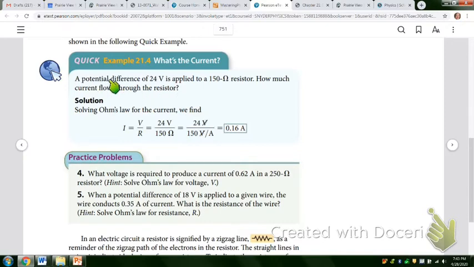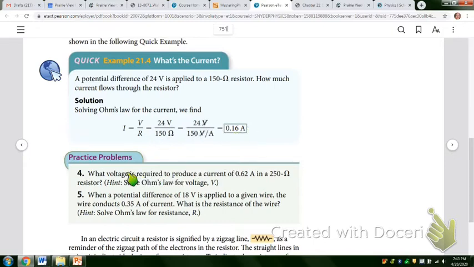Well, it's important you understand what potential difference is. Potential difference is the definition of voltage. So when you see potential difference, that means voltage. A voltage of 24 volts is applied, so the V is going to be your 24 volts. Your resistor is 150 omegas. And if I divide those two, that will give me 0.16 amps.